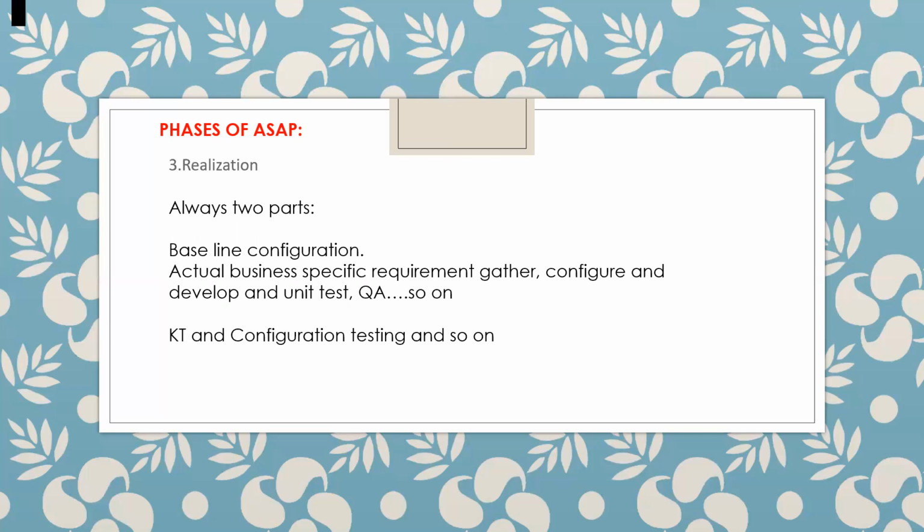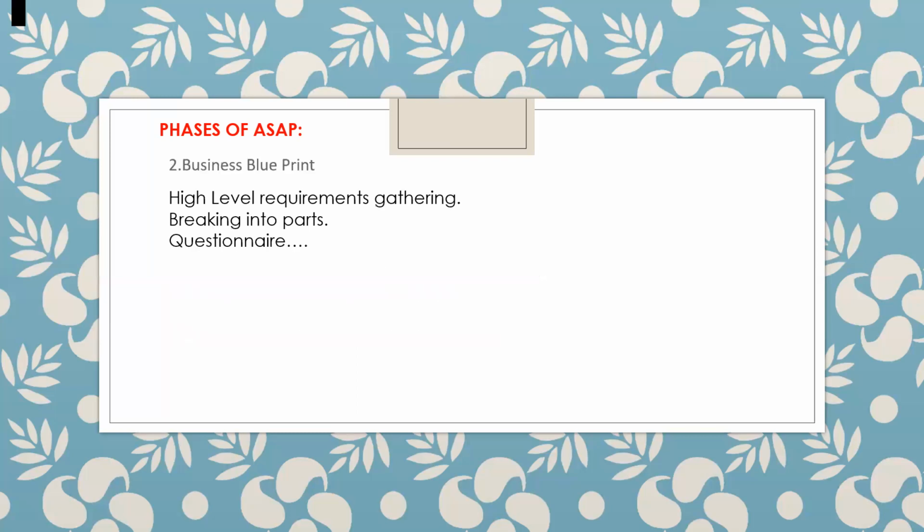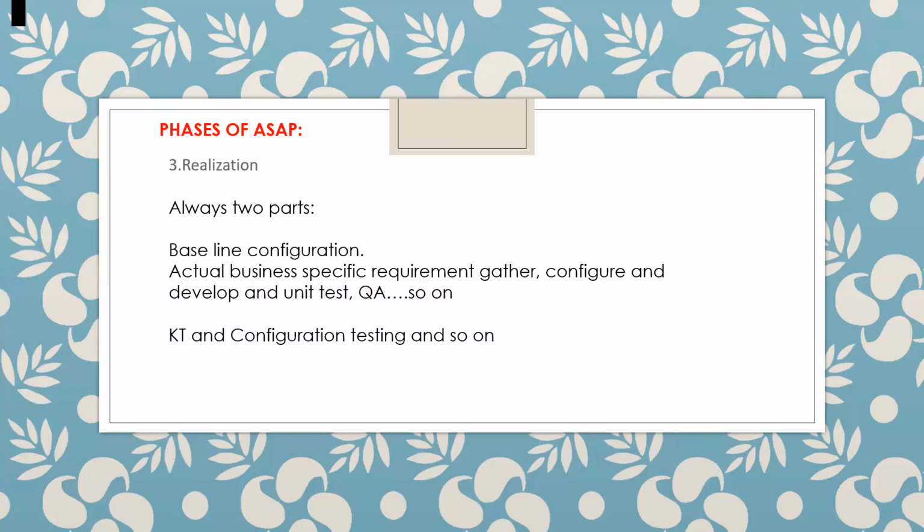dependency configurations, like sales order, header, item, how many item categories you need, and all these things. Okay. High level, this is the beauty: if you capture the blueprint properly, you can go with the flow to prepare low level requirements. So in the realization phase, actual business specific requirements: gather, configure, develop, unit test, quality test, and so on. This is what happens.